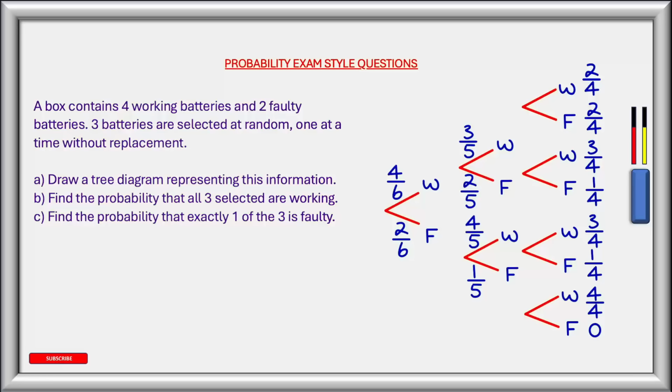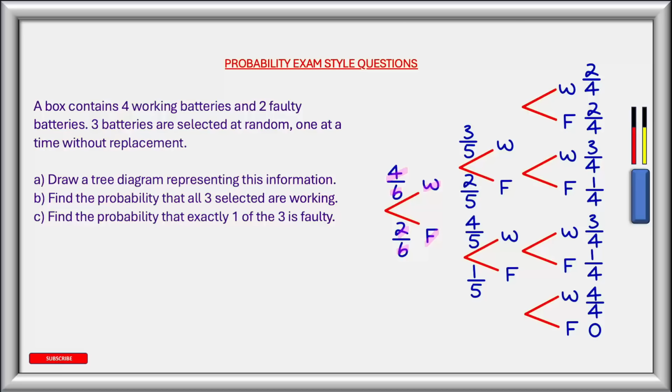And so for part A, we're asked to draw a tree diagram representing the information. So we have a box containing 6 batteries, and we know that 4 are working and 2 are faulty. So when we make our first selection from the box, there's 4 chances in 6 that the battery we select is working. And as such, there's 2 chances in 6 that the battery we select is faulty.